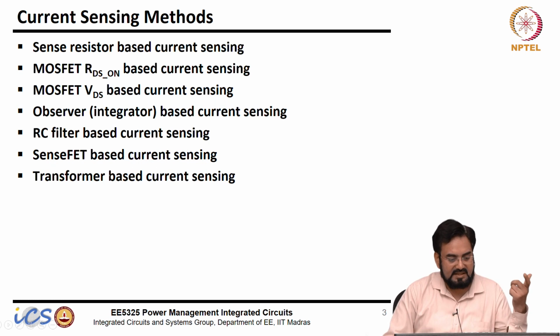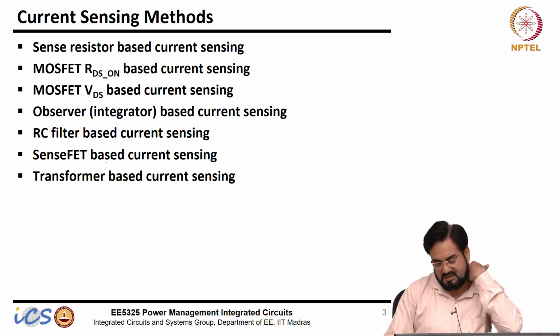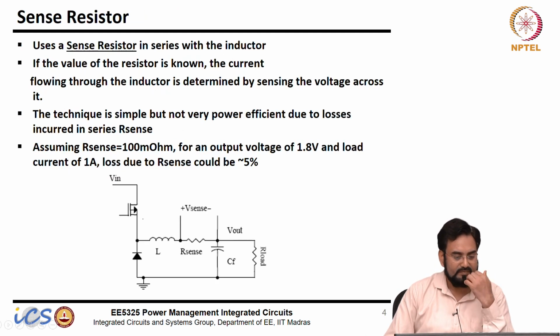So that contains the current information. If you choose your RC value properly, then it will give you the exact current information. Otherwise, it will be different. Then sense based current sensing and transformer based. The last one we hardly use for on chip converters. This is mostly used in power electronics. So this is your sense based.